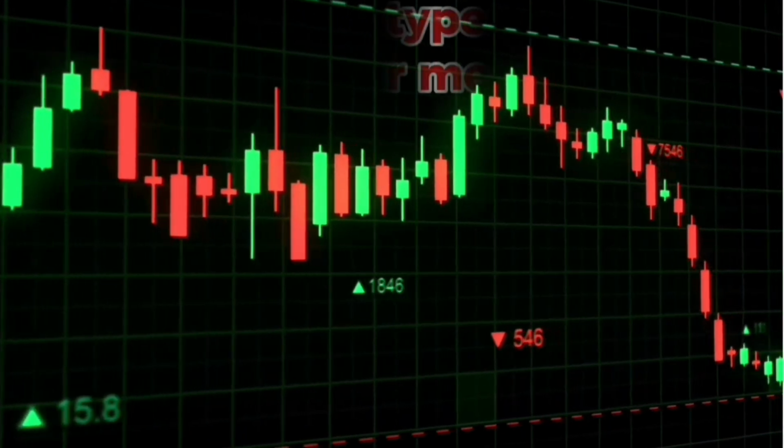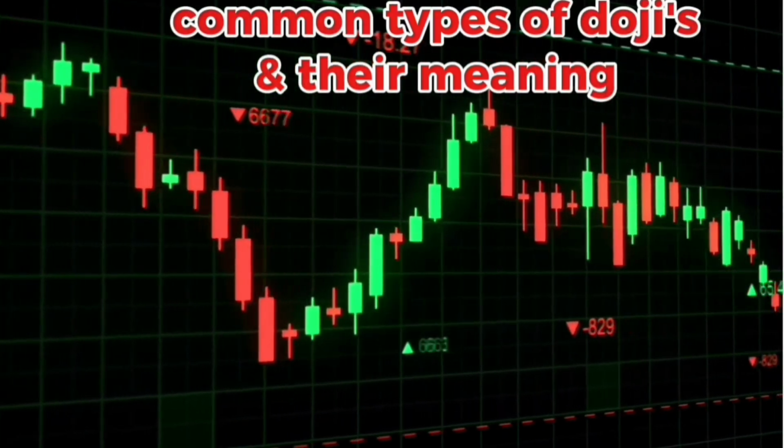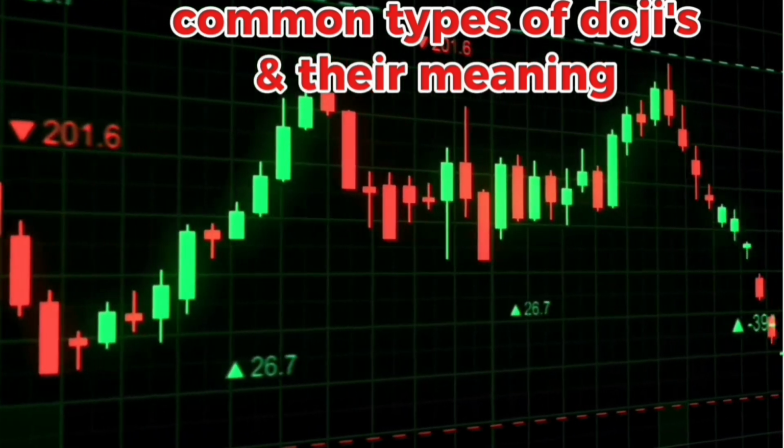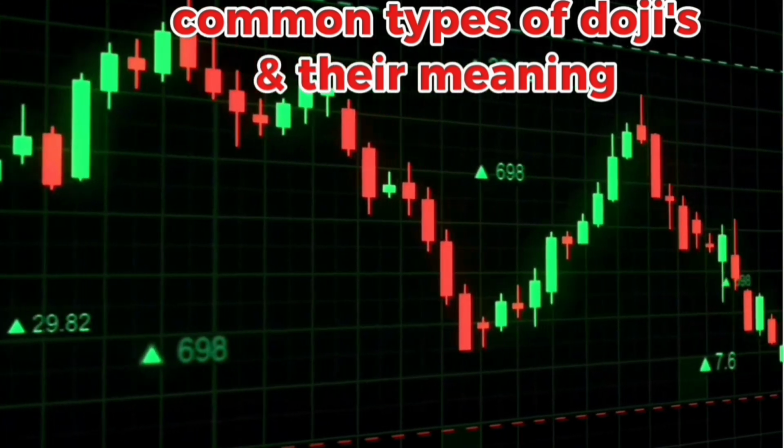Now let's get into the common types of Dojis and their meaning. We have a green Doji. A green Doji tells us that we had a strong fight between the bulls and bears, which is the buyers and the sellers. The buyers came into the market and took the market all the way up. The sellers said, no, we are not having that. They pushed the markets all the way down.